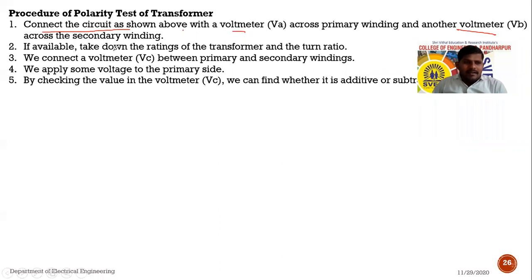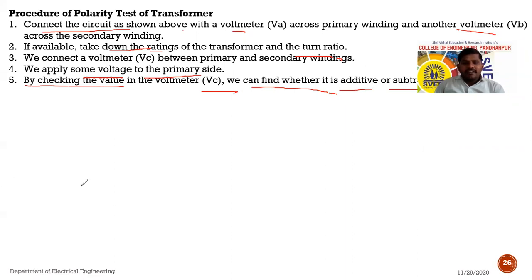If available, take down the rating of the transformer and the turns ratio. If you have the rating of the transformer, or the turns ratio of the transformer, then note it down. We connect one voltmeter VC between the primary and secondary winding, and we apply some voltage to the primary side. By checking the value of VC, we can find whether there is additive polarity or subtractive polarity.